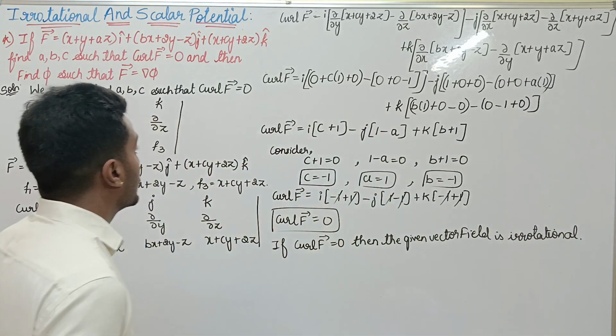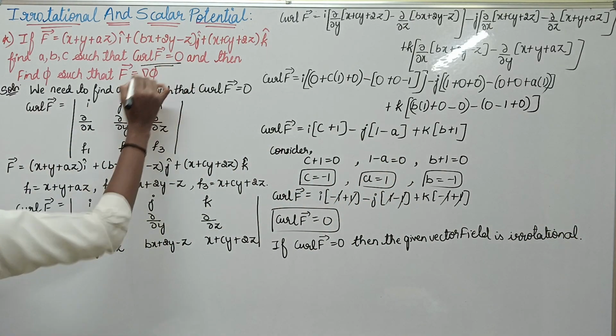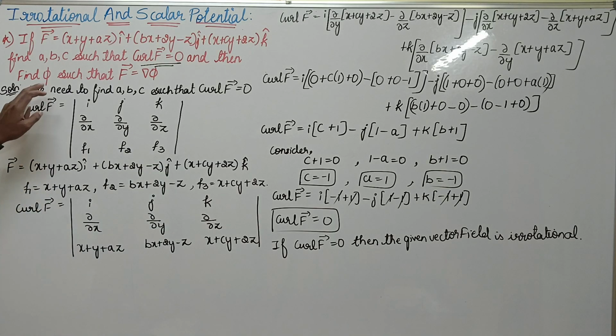But the point is, now we have found curl vector f equal to 0, but we need to find the scalar function phi. How to find the scalar function phi? Now let us see.